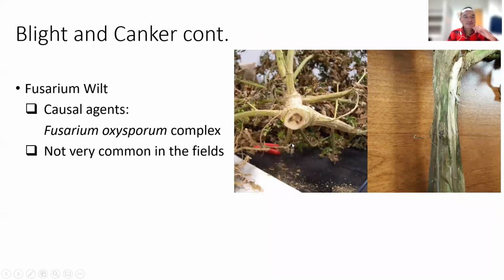Another Fusarium disease is Fusarium wilt. This disease is caused by Fusarium oxysporum complex. These pathogens can attack vascular tissue of the plants, interfering with the water transport from root to canopy. So above ground, the infected plant can look yellowing and wilting. This disease is not very common in the field, but the interesting thing about this disease is Fusarium oxysporum is usually a host-specific pathogen.